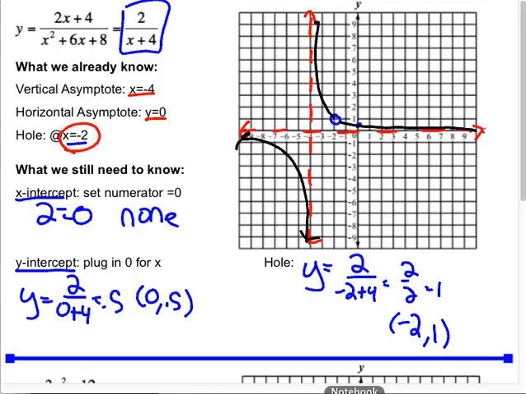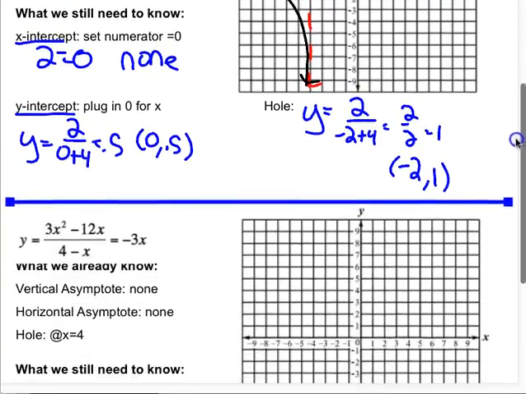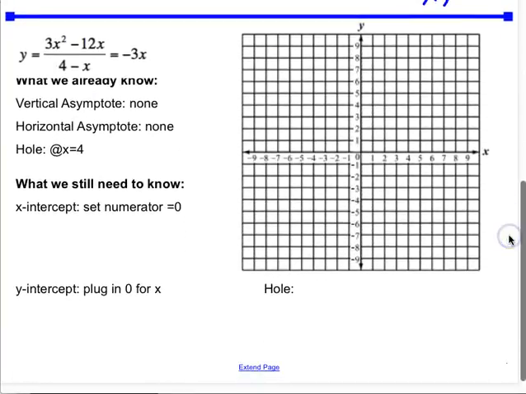And there you have it. All right, so let's just move on to this one. So this one is rather unique. The reason I say that is because it actually simplified down to something you already know.